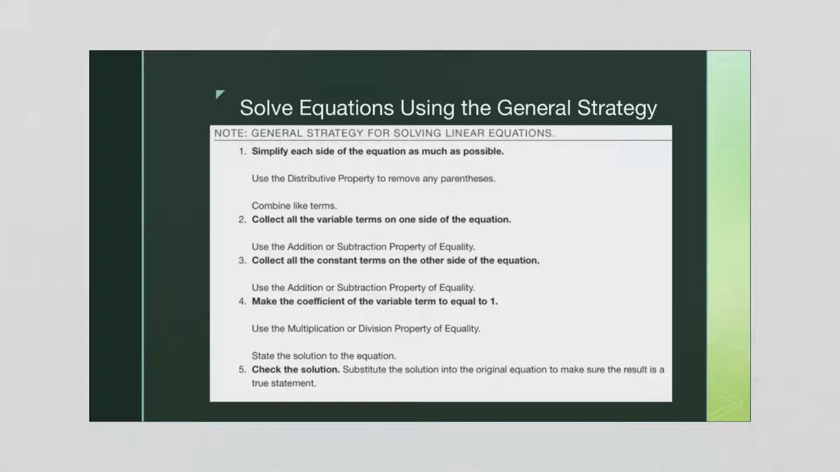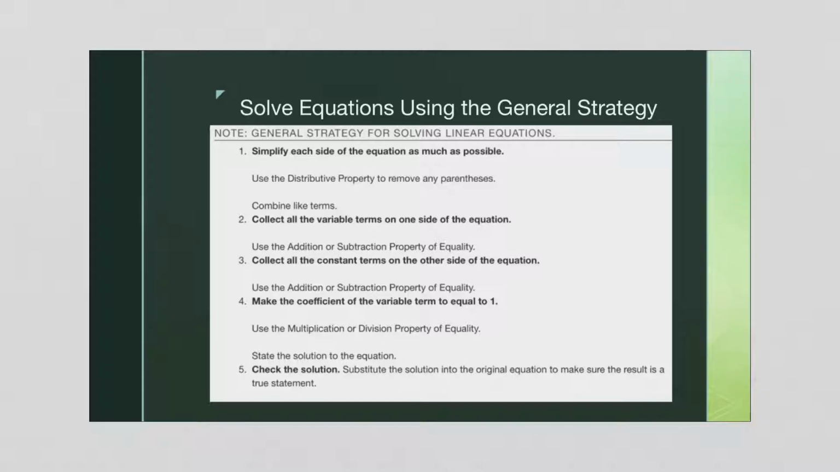Then you want to collect all the variable terms on one side and collect the constant terms on the other side of the equal sign. And make the coefficient of the variable term equal to 1. So that means you're going to divide or multiply to get rid of that number in front of the variable. And then you should be finished at that point, except for you need to check your work.